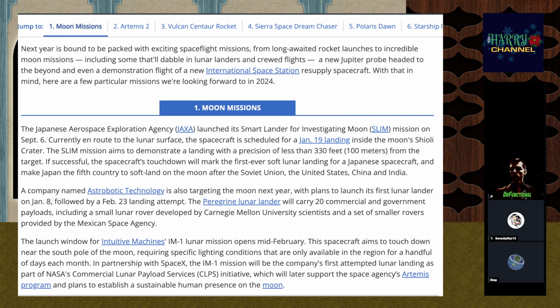Currently en route to the lunar surface, the spacecraft is scheduled to land on January 19th inside the moon's Schempp crater. The SLIM mission aims to demonstrate a landing with a precision of less than 330 feet from the target. If successful, the spacecraft's touchdown will mark the first ever soft lunar landing for a Japanese spacecraft.